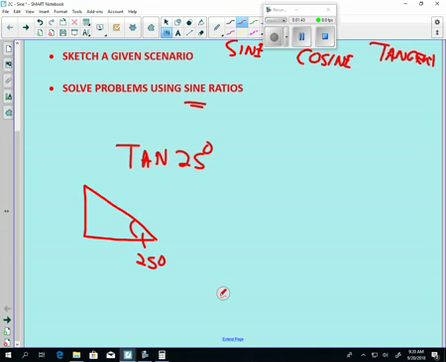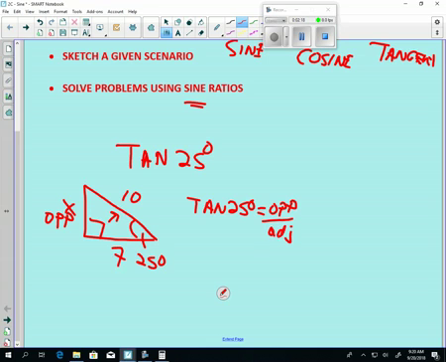I was looking, say, for my opposite side. This is my opposite side. I wasn't given it, but they told me my hypotenuse, say, is 10, and I want to know how big my opposite side is. So I would set that up as tan 25 degrees. And remember, tan is opposite over adjacent.